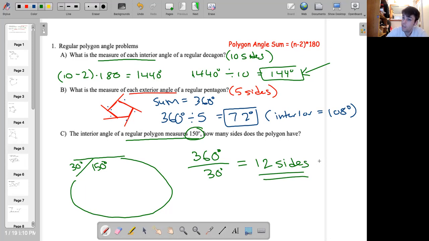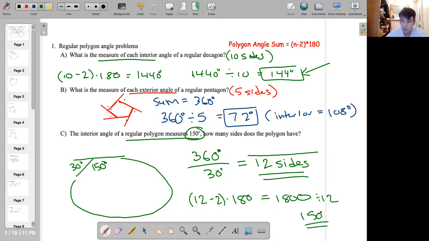And we could go ahead and confirm that. So 12 minus 2 times 180, that's 10 times 180. We get a total sum of 1,800. Divide that by 12, and that does give us 150 degrees each. So that does check out. So we were looking for a 12-sided shape, which we would call a dodecagon.